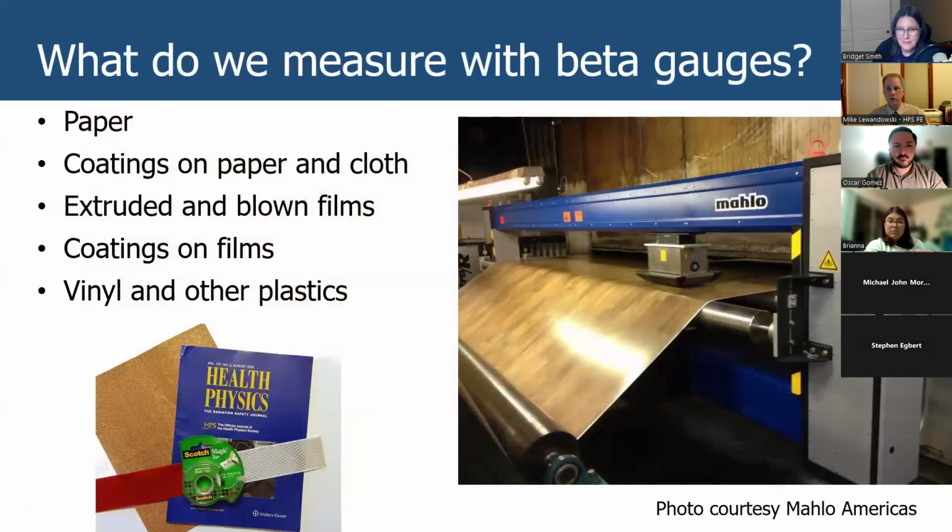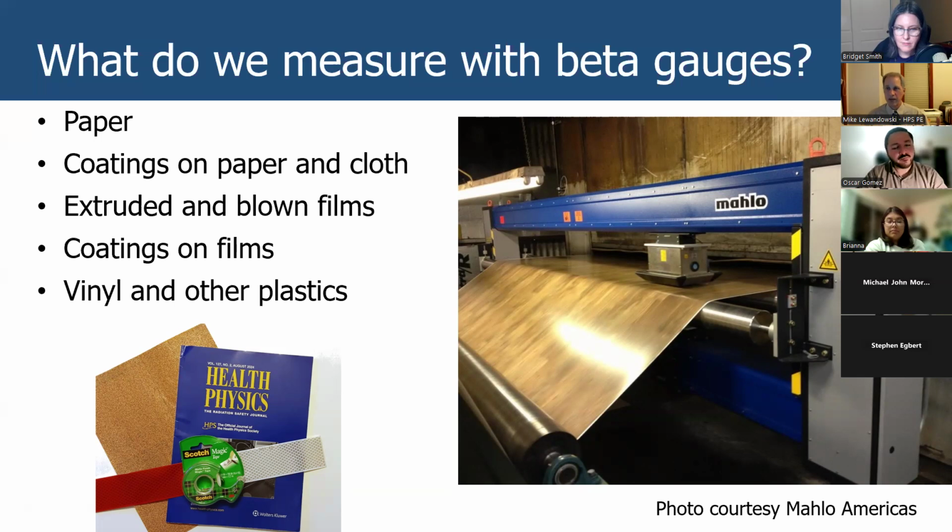So what do we measure with beta gauges? Well, turns out that we measure just about every paper product that's manufactured, because almost every paper product is coated with some sort of material. So the paper that we use for our inkjet printers has a thin layer of a clay coating so that the ink doesn't bleed into the paper, so that we get a nice crisp print.